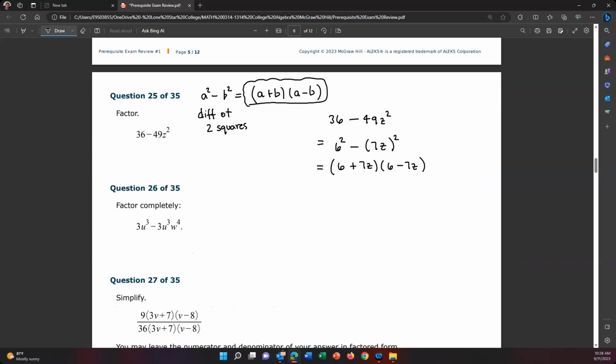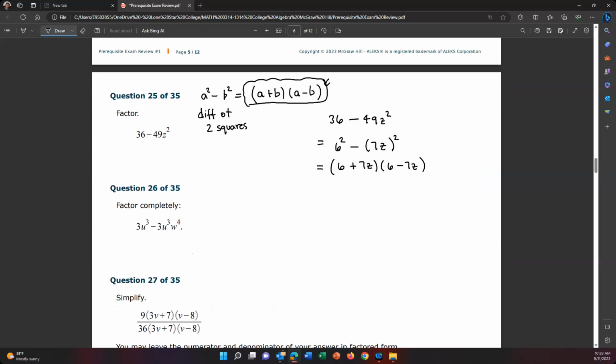One of the things, to be real technical here, is that we must follow the order. So in this case, a squared minus b squared, the order is a plus b, a minus b. Since the 6 was first, I'm writing 6 first in my two parentheses, plus or minus 7z. I did not write 7z first. That was not the way it was written. It was the 6 squared first.